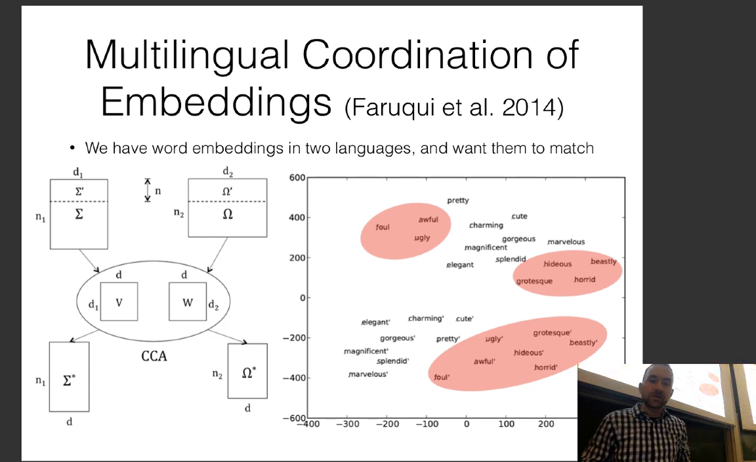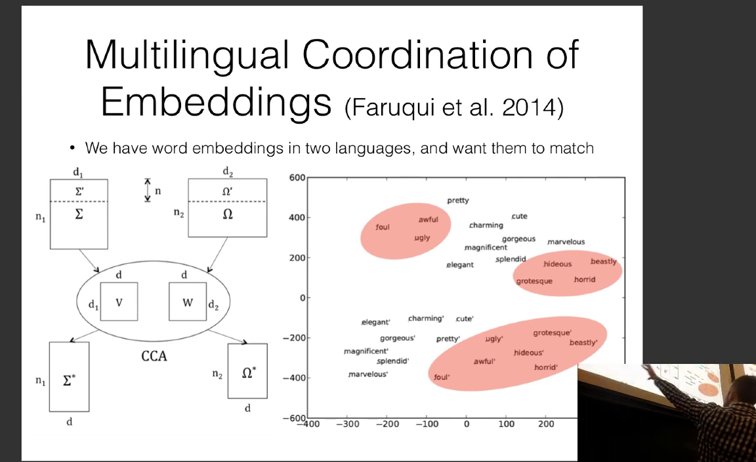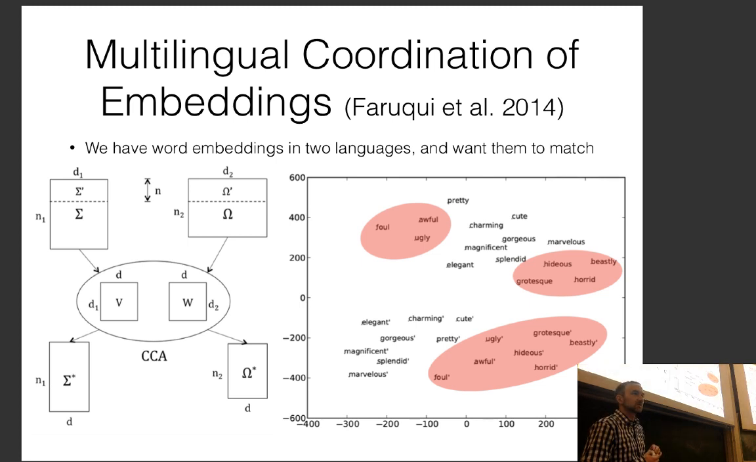Another reason why this is nice is if you want to do multilingual training of an analysis tool, like a named entity recognizer or a parser or something like this. Having embeddings that are in the same space for both of these two languages is a good way to do this. And you can actually do things like take a part of speech tagger that was trained on English and directly use it on Spanish and get non-trivial, reasonable accuracy if you have these coordinated embedding spaces.